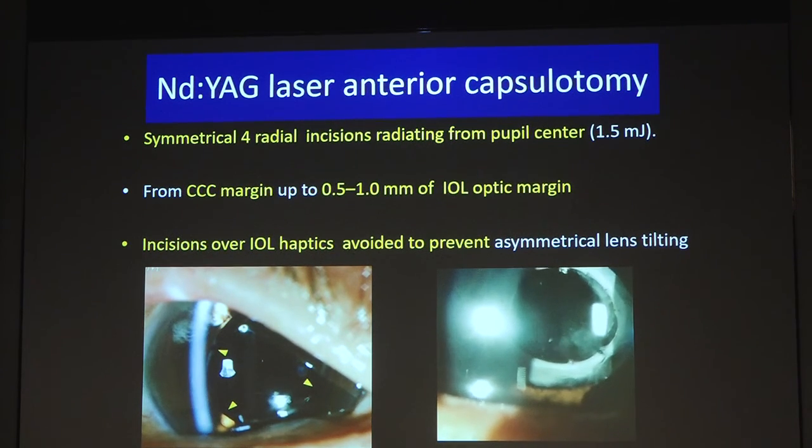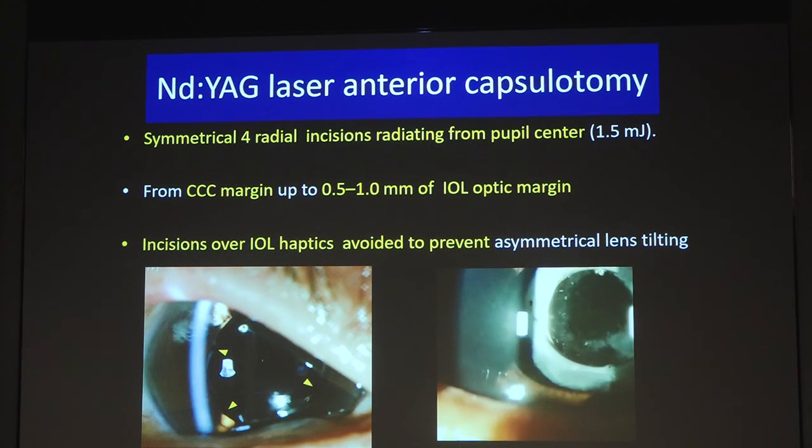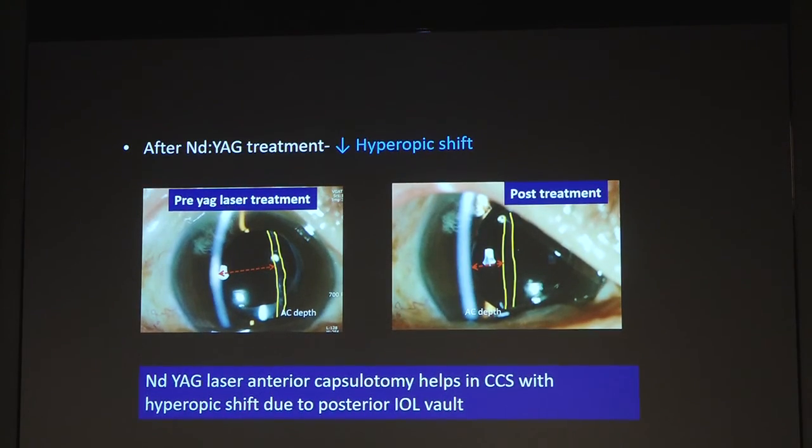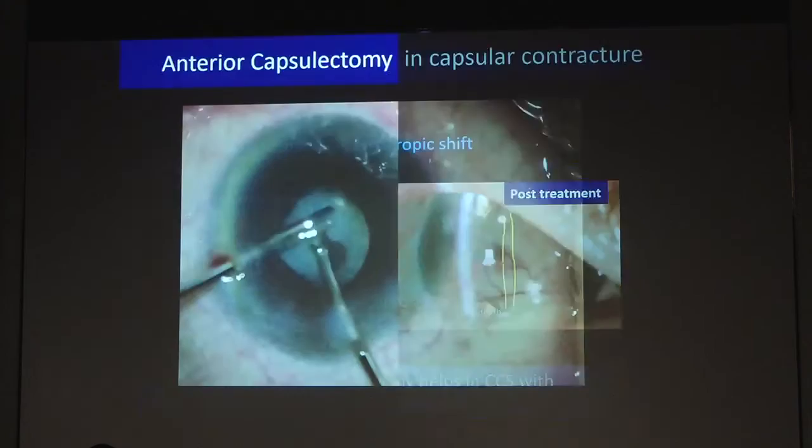Here is a video showing how to give a relaxing incision on the anterior lens capsule. Post YAG, you can see that the left side is the pre-laser treatment picture, and the right side is post-laser treatment. There is a reduction in the anterior chamber depth because of the relaxing incision. The lens has moved back to its position, so whatever residual refractive error you had has been corrected.